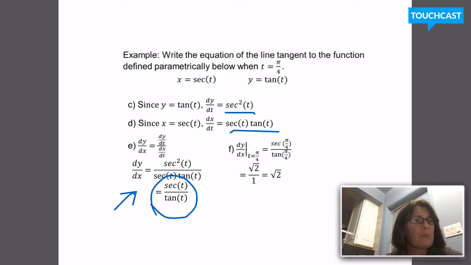And then we have two last steps. I'm trying to find the slope of the curve, or the slope of the tangent line to the curve, at the time when t equals pi over 4. So what I want to do is plug pi over 4 in. You can see this notation here: I want dy/dx when time equals pi over 4. So I'm taking this function, secant t over tangent t, and replacing t with pi over 4. Secant of pi over 4 is radical 2. Tangent of pi over 4 is 1. And I have a slope that is radical 2.